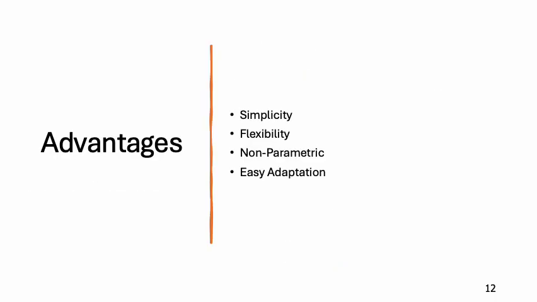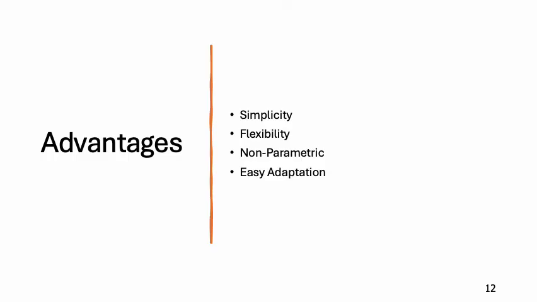Advantages of the KNN method can be summarized in 4 items. 1. Simplicity. The KNN algorithm is very simple and easy to understand. It does not require any complex mathematical model or training phase. 2. Flexibility. It can be used for both classification and regression problems. It can be adapted to a wide variety of data types.